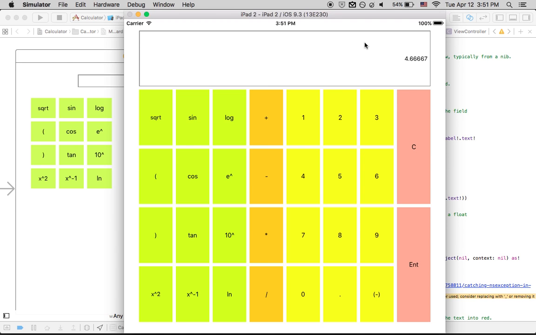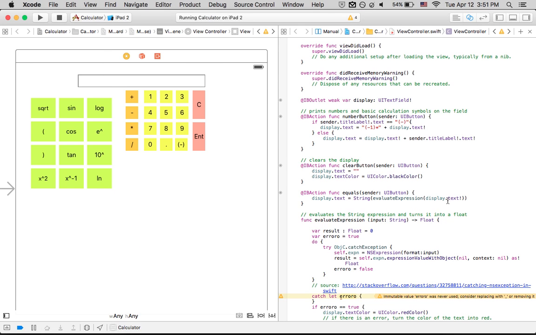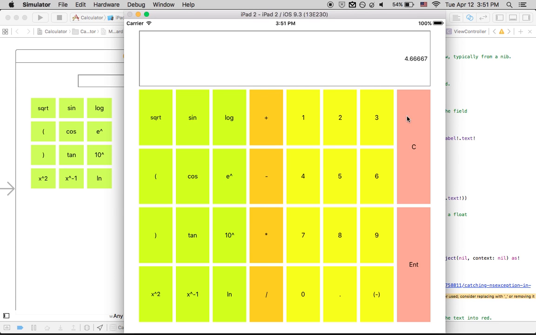And the way this works is called an NSExpression, where it takes the expression in the text field, evaluates the answer, and then puts it back into a string. Some of the more advanced functions work as well, and those are colored in green.